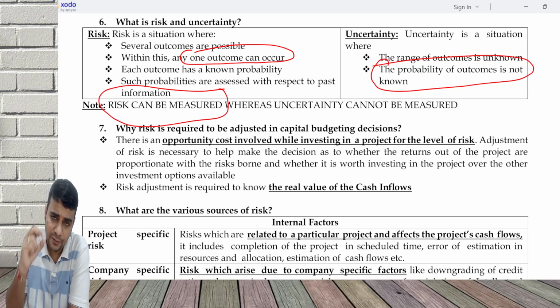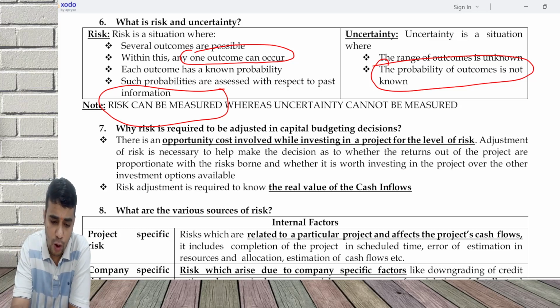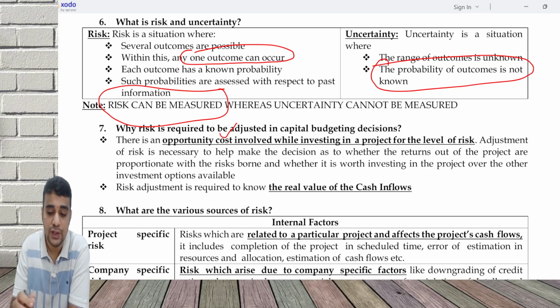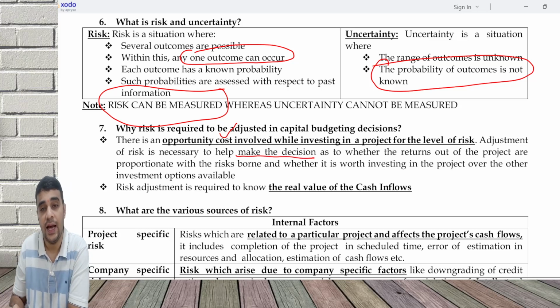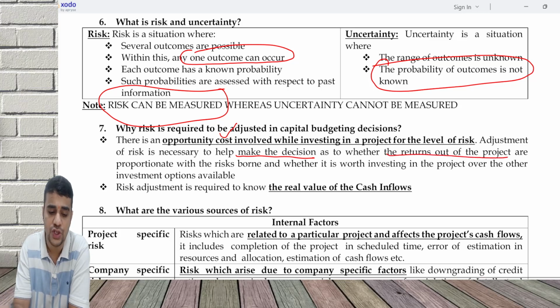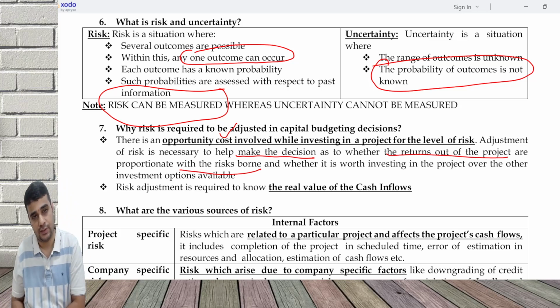So when you have 20 different projects to be done, in order to prioritize them, the element of risk needs to be considered in my decision making. There is an opportunity cost involved while investing in a project for the level of risk. Adjustment is necessary to decide whether the returns being generated are commensurate with the risk being undertaken, whether returns are proportionate with the risks borne, and whether it is worth investing in the project.